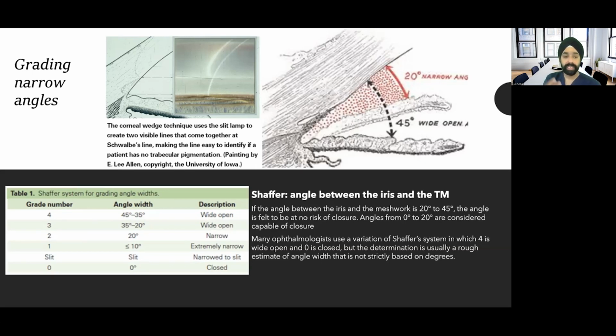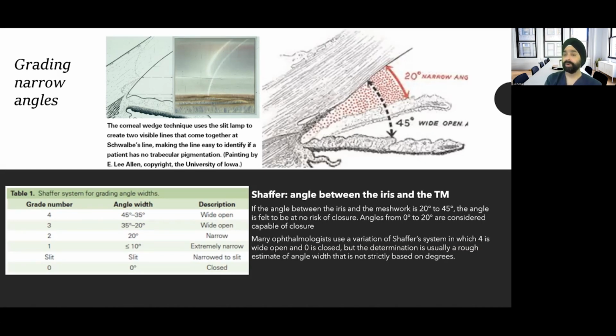Well, you can use different systems. One on the bottom here is the Shaffer grade, which is a very commonly used system, looking at how open the angle is from the TM to the cornea. You can look here, if you see about a 20-degree angle or less, that's likely going to be someone who could occlude and more likely needing an LPI. If it's greater than 20 degrees, you're more likely going to be open and probably can avoid needing an iridotomy to open the angle.